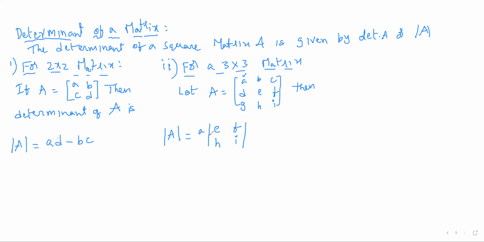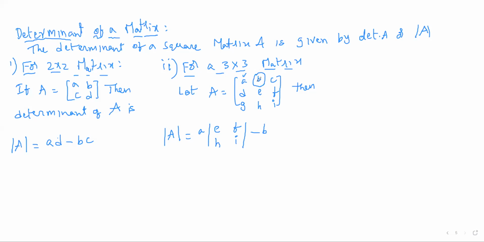Once again, I am repeating. First, consider the element a, and delete the corresponding row and column of A. Then you get a 2 by 2 matrix of elements e, f, h, i. Write down that 2 by 2 matrix as a determinant. That is a into the determinant of the 2 by 2 matrix. Next, for b, the middle element, we have to change the sign. If b has a plus sign, you write minus b. If b has a minus sign, you write plus.